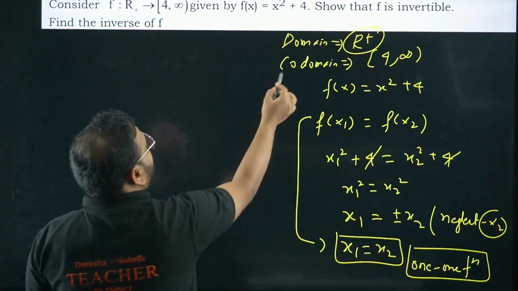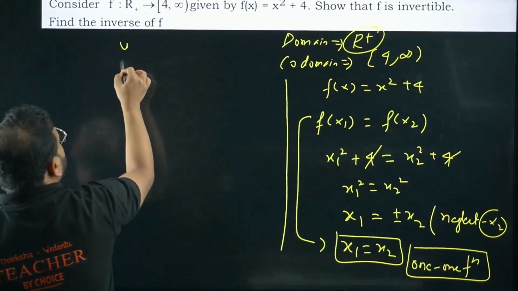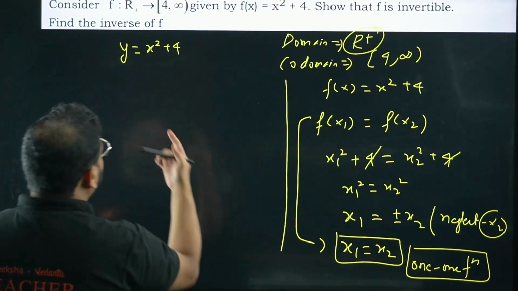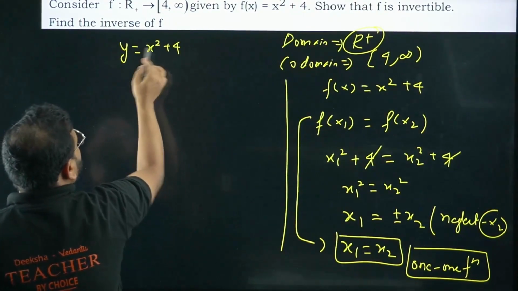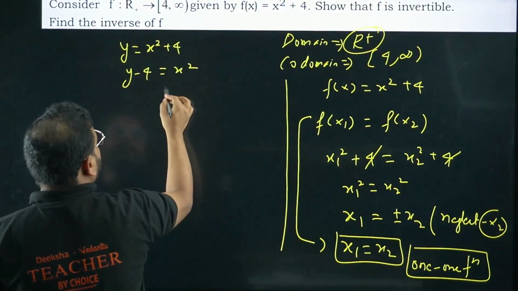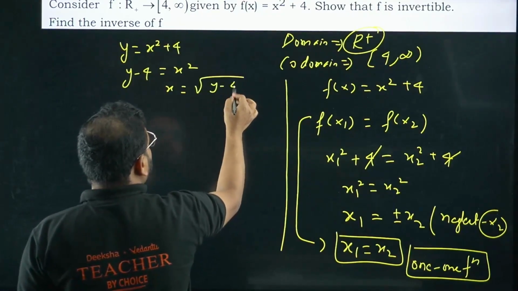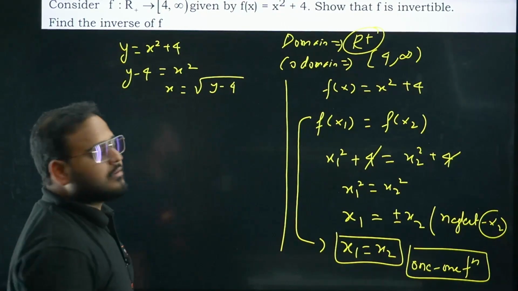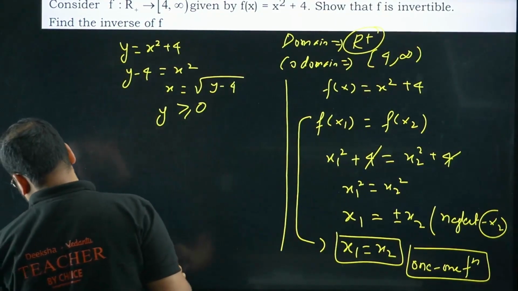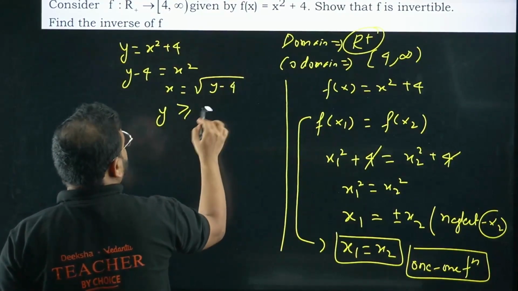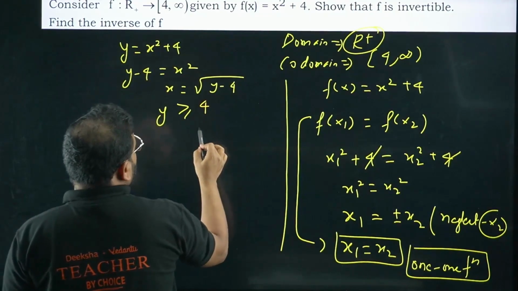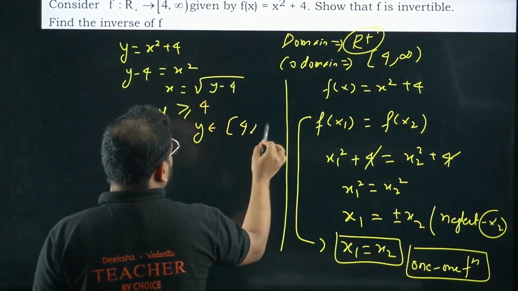What about onto now? Have a look. For that, I'm going to take y equals x square plus 4, for any given element of the codomain. Now remember this. Make x the subject. What do you get? y minus 4 equals x square. So I get x as root of y minus 4. Can you find the range from here? y will always be greater than or equal to 4, sorry, not 0. It means y has to belong from 4 to infinity.